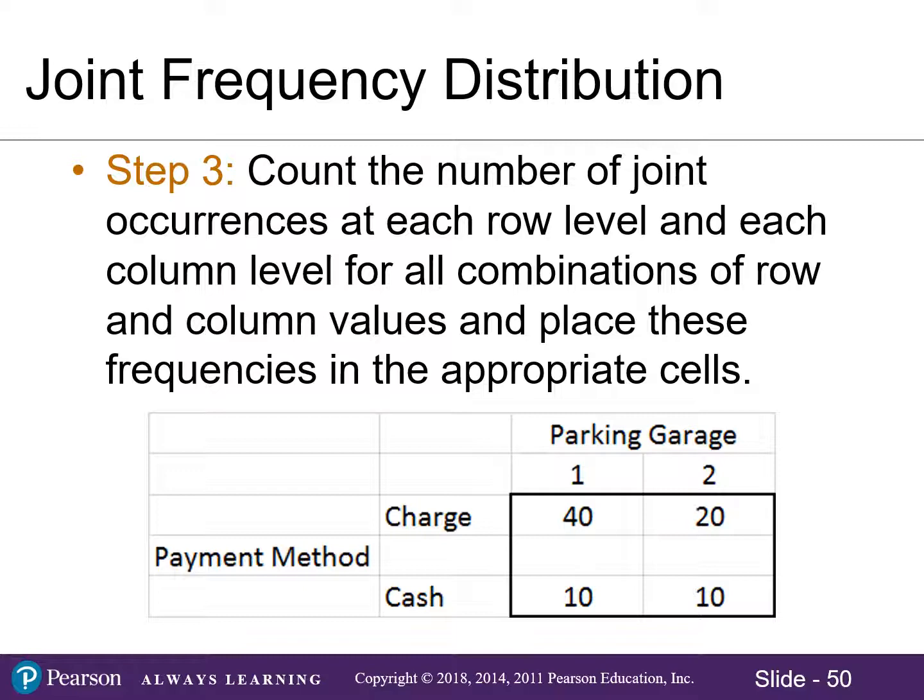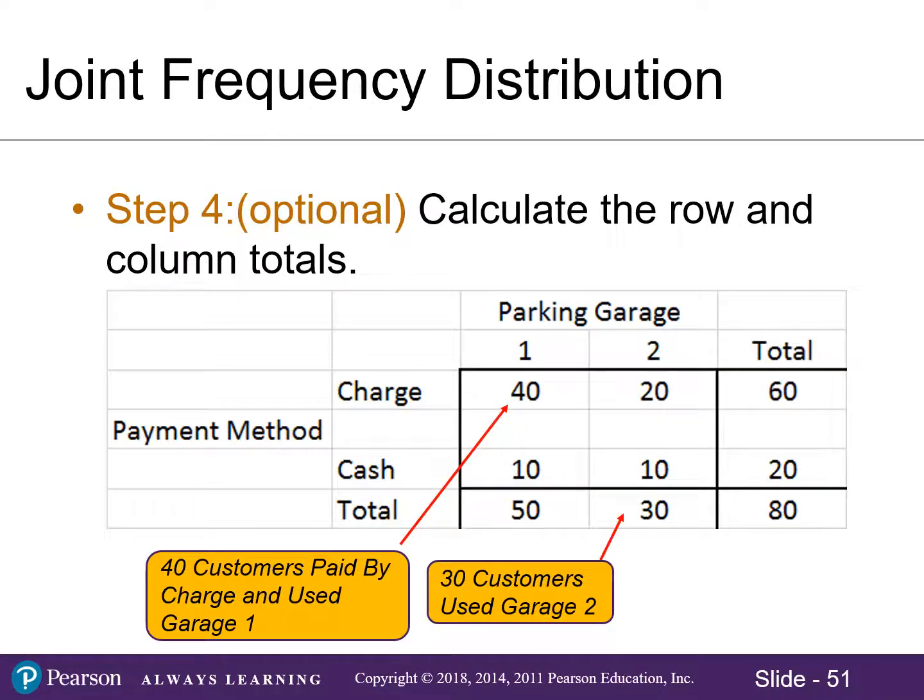Here's a better version of this. So I've drawn on this in 2 different ways to kind of help you out on how to read it. So first of all, again, that 40 represents people who did both of these things. So it's carrying 2 characteristics from 2 different variables. And then you can use the totals to look at just one variable's characteristic. So for instance, garage number 2, there were 30 people that used it. People that charged, there were 60. And in total, there were 80 overall. So it really gives you a way to sort of organize how the 2 are interacting with each other.